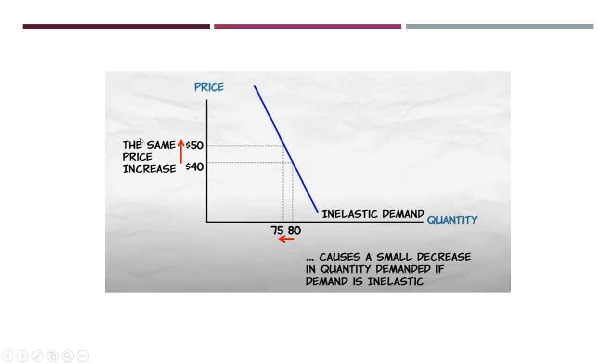Kung mapapansin nyo, the same price increase from $40 to $50, pero maliit lang ang binago ng quantity demanded, ang units natin. So, from $40 to $50, ibig sabihin, tumaas ang presyo. Pag tumaas ang presyo, ano nga ba ulit ang mangyayari sa quantity demanded natin? Hindi ba ito ay bababa? So, from 80, naging 75 siya. Gaano kalaki yung naging pagbabago na naganap sa ating quantity demanded? Maliit lang. It just changed a little bit. So ibig sabihin, inelastic demand ang meron tayo with this kind of demand curve.